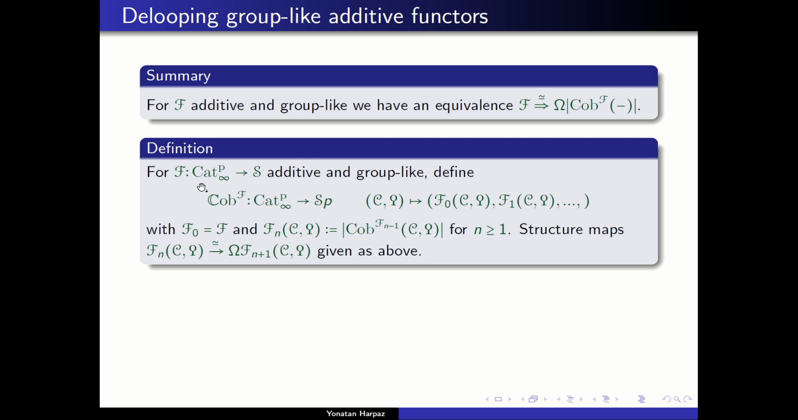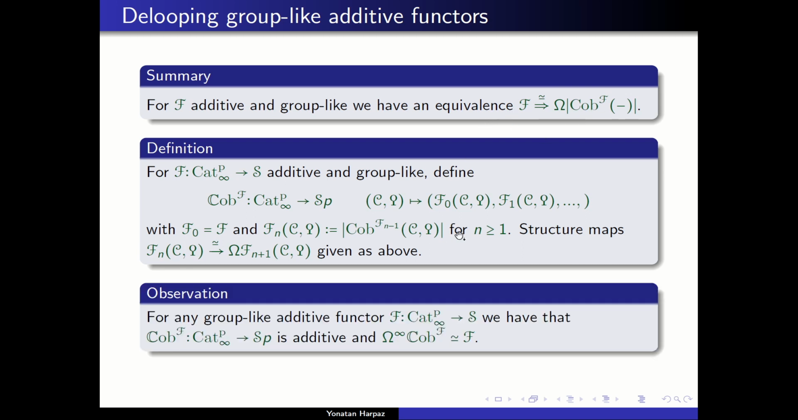So given an F that is additive and group-like, we define the spectral F-based cobordism to be the spectrum-valued functor from cat P to spectra, which sends a Poincaré infinity category C-copper to the omega spectrum object consisting of the sequence of spaces F0 C-copper, F1 C-copper, etc., where F0 is F, and Fn C-copper is defined as the geometric realization of the Fn-1 based cobordism category. The structure maps are given by the equivalence between Fn and loop of Fn plus 1 issued from this natural equivalence.